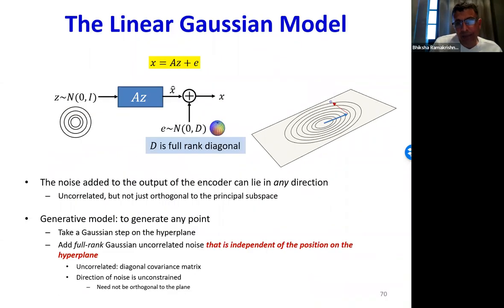I can just say that my noise is full rank, correct? This is a simple step up. This would say that I can take a step along the principal subspace, but the noise can be in any direction from here. Does that make sense?